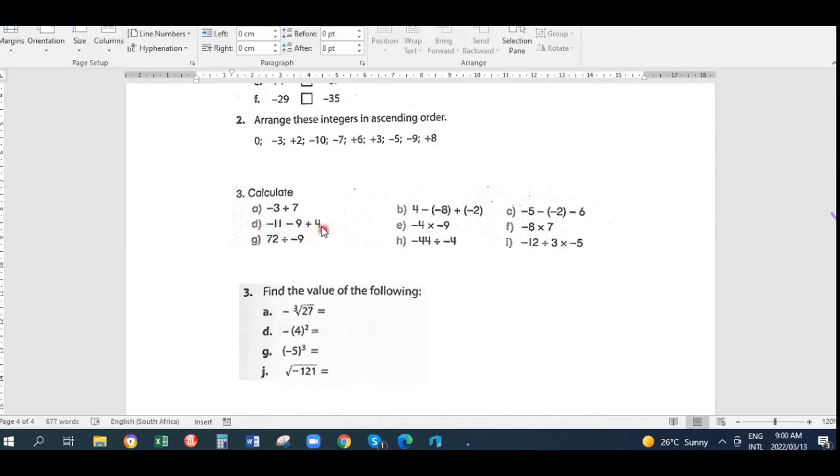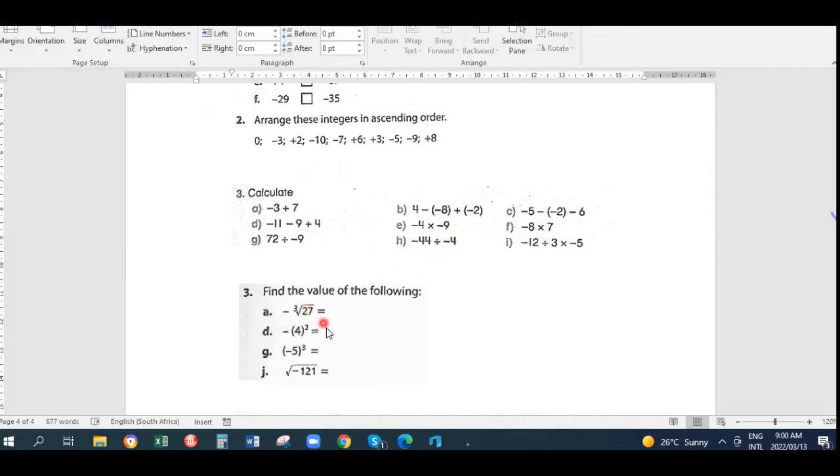And here it is just grouping. For multiplication, a negative times a negative, like signs, gives you a positive answer. A negative times a positive will give you a negative answer, because unlike signs give a negative answer. For division, like signs give you a positive answer. Negative 44 divided by negative 4 gives you a positive 11.